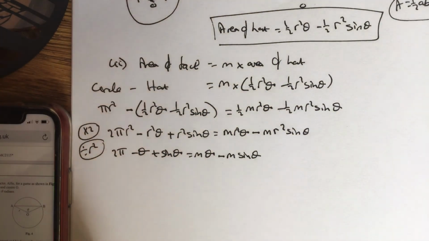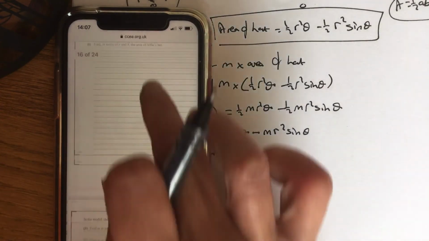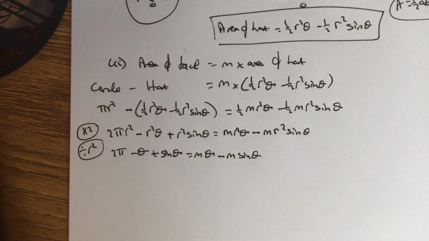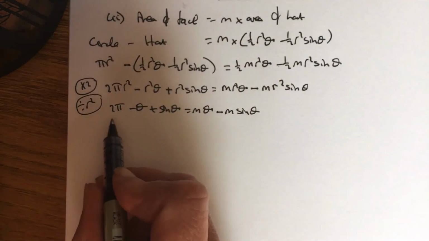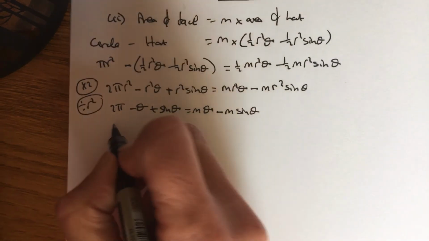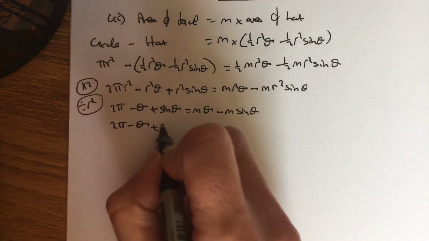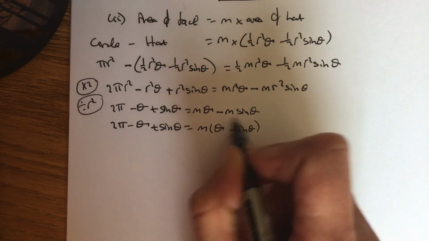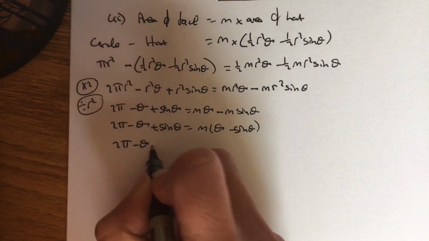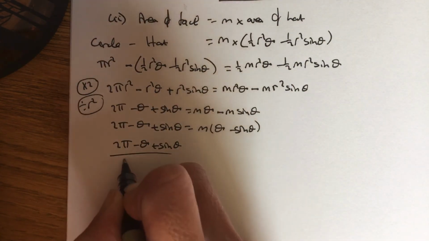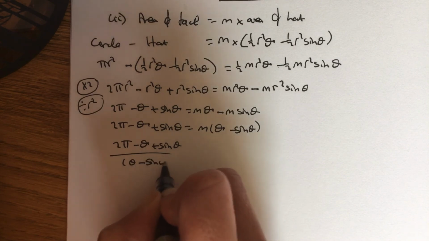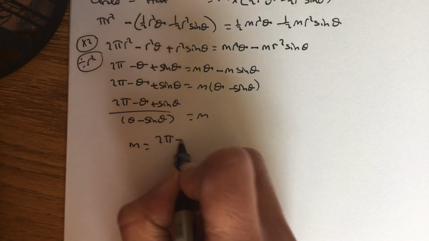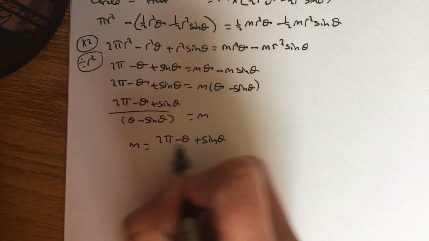I'm just going to check the question to see what way they want the answer left. They say find m in terms of theta and pi. So they want m on its own. So if you look here, all my m's are on that side. So what I'm going to do is just factorise out the m. So m times theta minus sine theta. Bring that bracket over to the other side. And now I have an expression of m in terms of pi and theta. And I'll just write it the other way around just to make it nice and neat at the end. And that is that question finished.